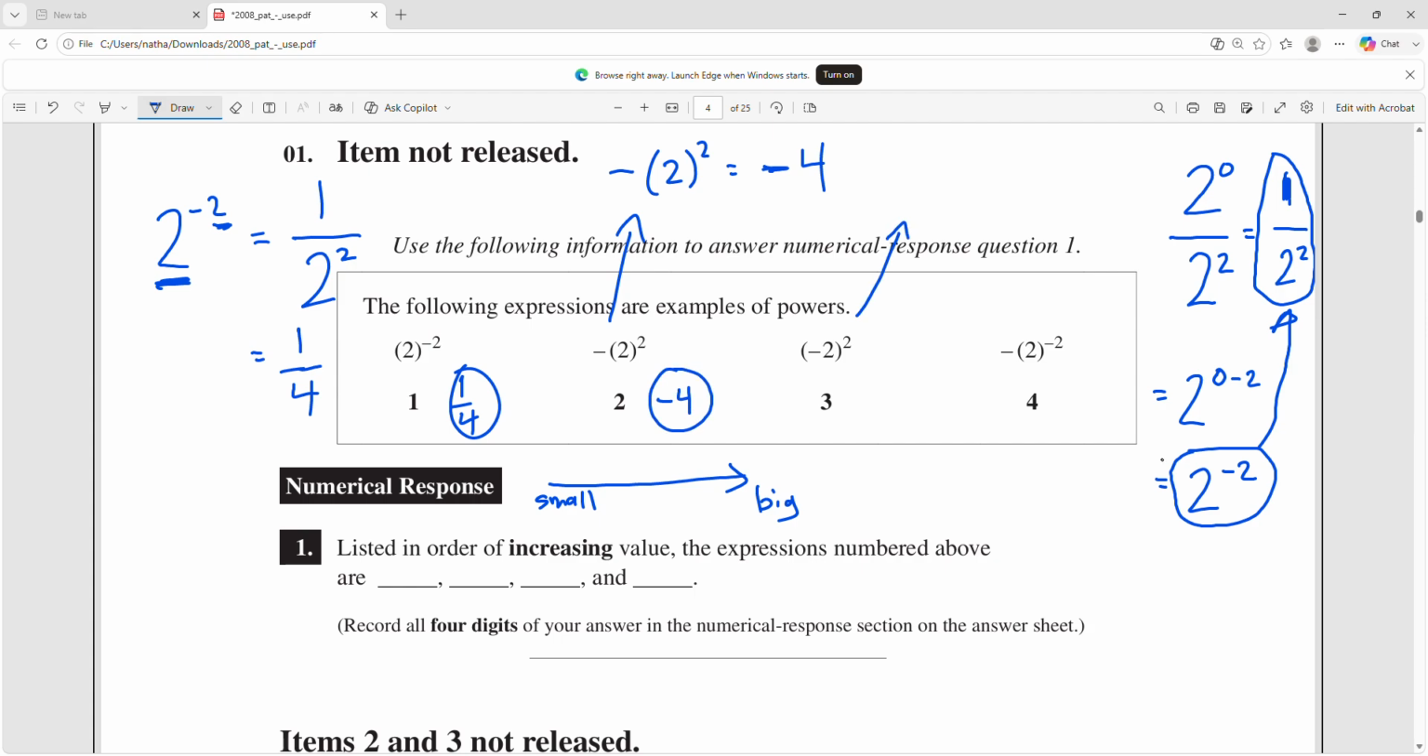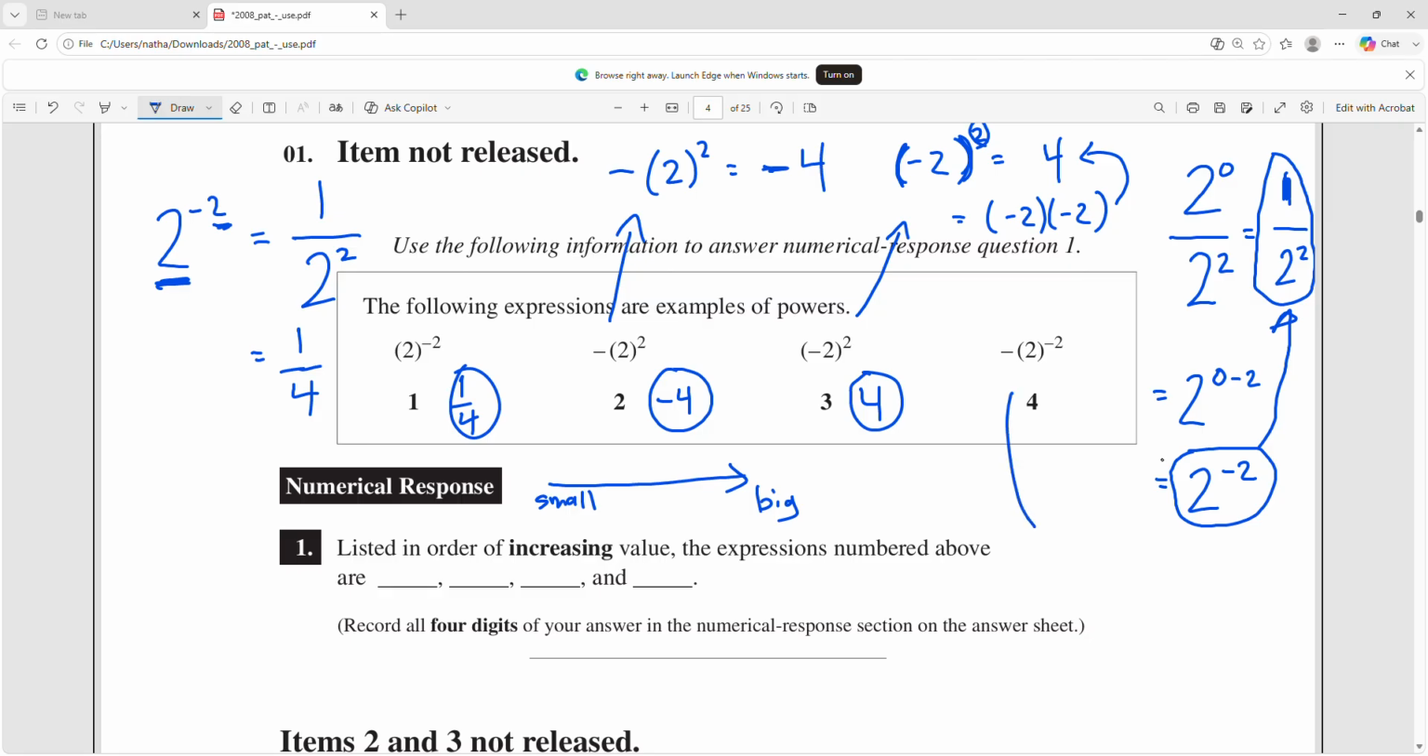Let's do the next one. This time my power is operating on the brackets, so the whole thing is squared. It's like negative 2 times negative 2. If the exponent is even, we know we're going to have a positive value. 2 squared is 4, and my value is positive. You can expand it if you want: negative 2 times negative 2 gives you positive 4. So this one is positive 4.